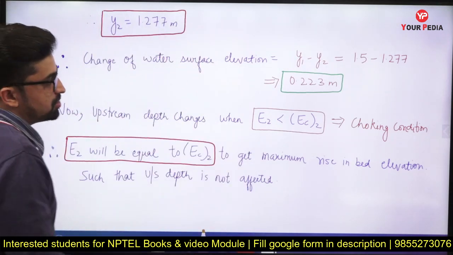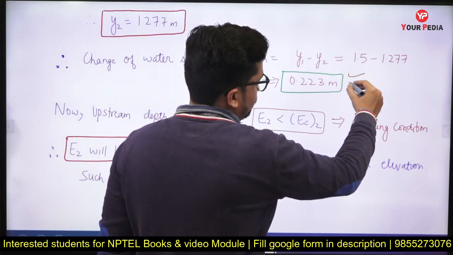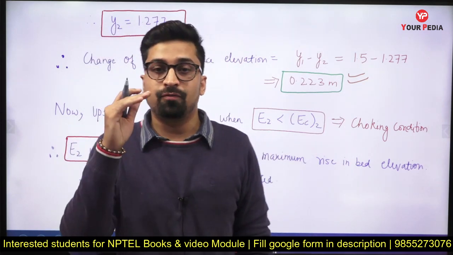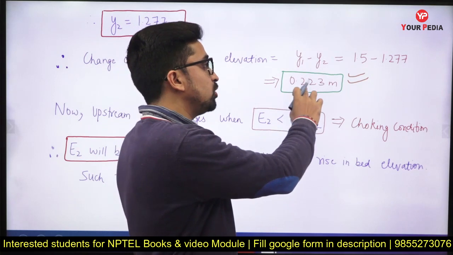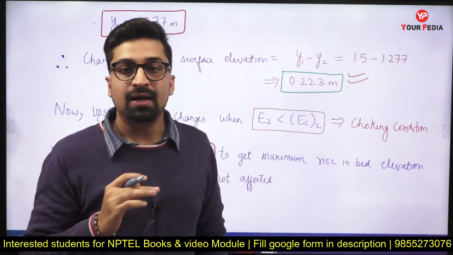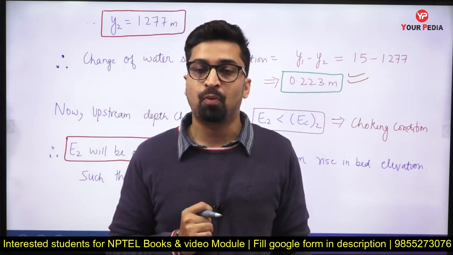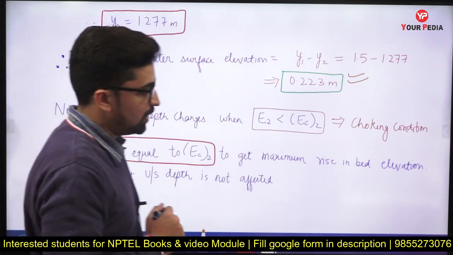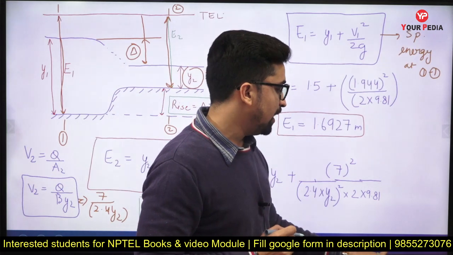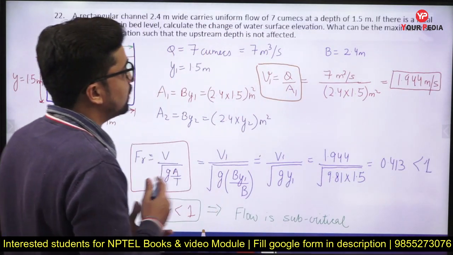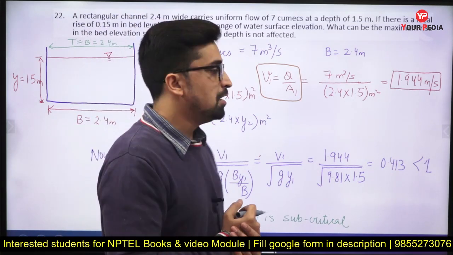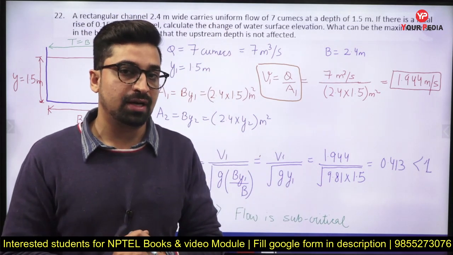So this is the first part of the question. This is the answer to the first part of the question. So basically the water surface will drop by 0.223 meters while traveling through the hump of height 0.15 meters in the channel. After this, they are also asking you to calculate what will be the maximum rise in bed elevation if the upstream depth is not affected.